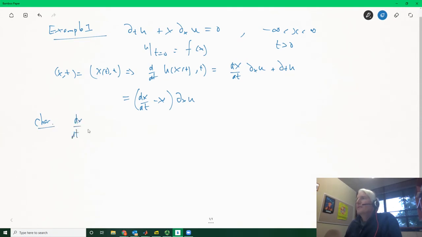dX/dt equals x, which is solution, okay, simple equation there, isn't it? X of t equals c e to the t. So what we know is that on u of c e to the t comma t, u is a constant. Let's write this thing here. This is equal to a constant.